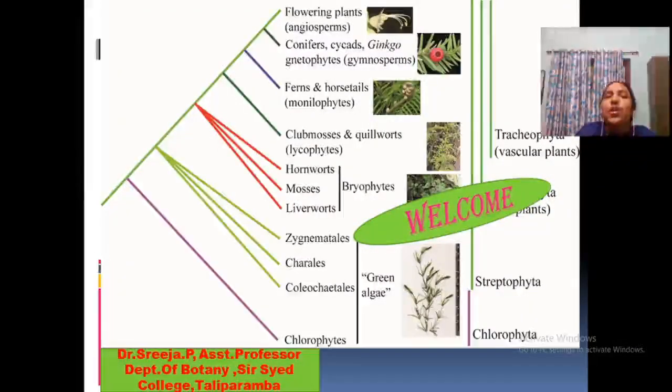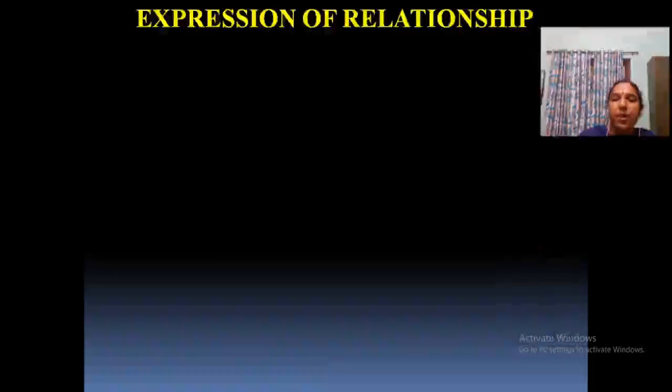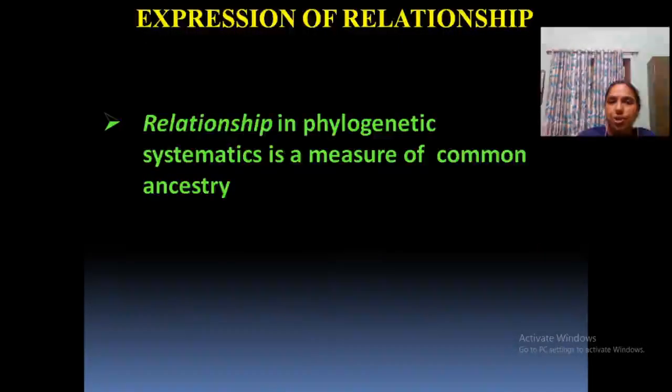So we discussed the cladistics and phenetic systems of classification in the last class, and you are now familiar with the taxonomic hierarchy, species concept, etc. Now we are moving on to relationships. How can you study relationships? What are the different ways of studying relationships? What are the various factors coming under relationships? Okay, so, expression of relationship.